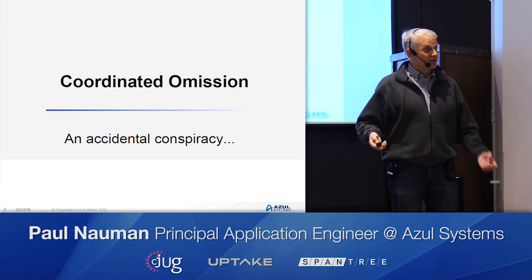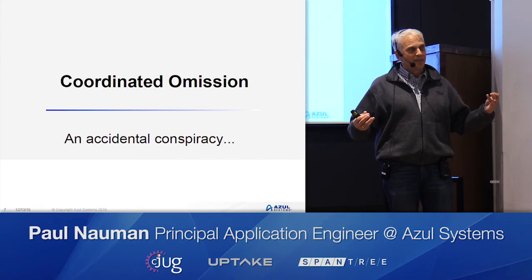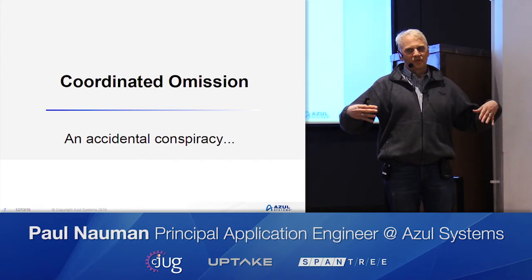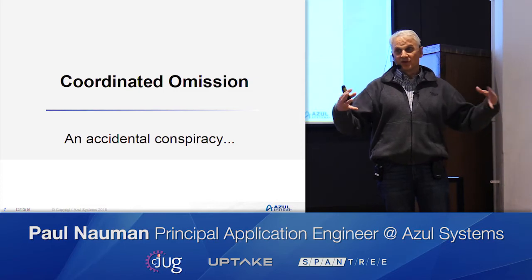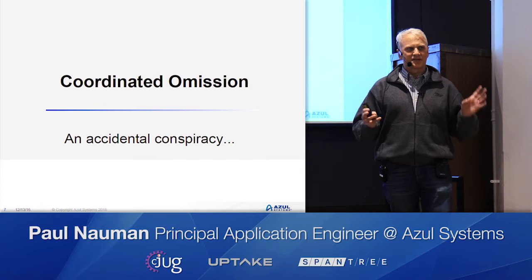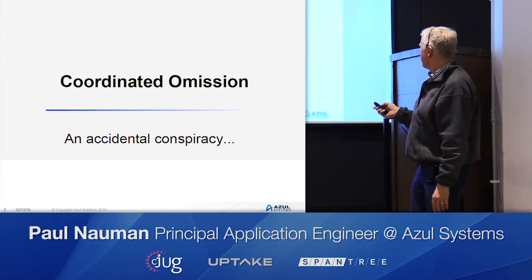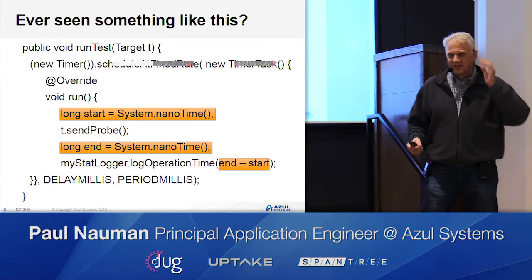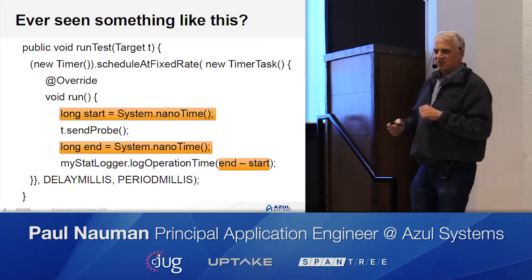So as I said earlier, coordinated omission is actually a very subtle way that we mismeasure performance, in particular mismeasure latency, and it can have some profound impacts on the way our systems behave. So let's just take a look at this for a minute, and this will start the audience participation part.